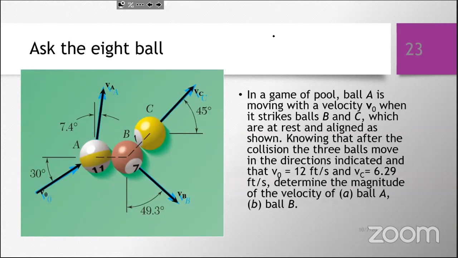We've got a game of pool where ball A is moving with a velocity v naught. It strikes balls B and C, which are at rest and aligned as shown in the diagram. Knowing that after the collision the three balls move in the directions indicated, and that v naught is 12 feet per second and vC is 6.29 feet per second, determine the magnitude of the velocity of ball A and ball B. So you want to figure out what is vB and what is vA. You get 30 minutes. Get as far as you can. I'll walk around.